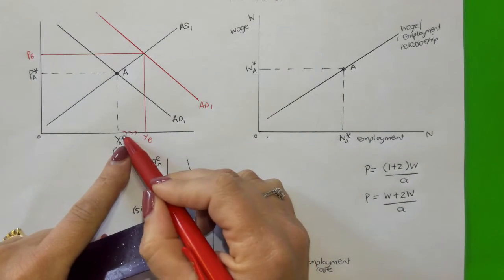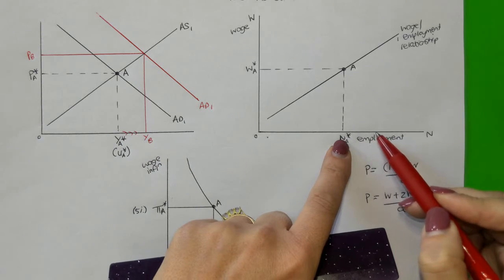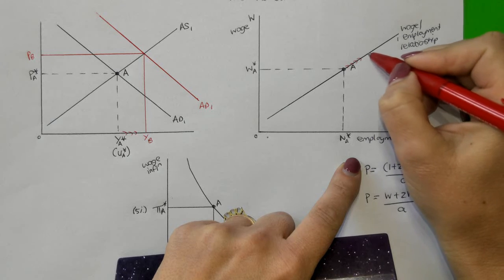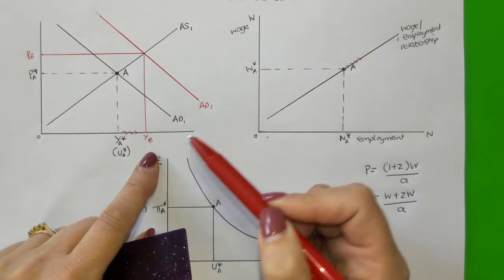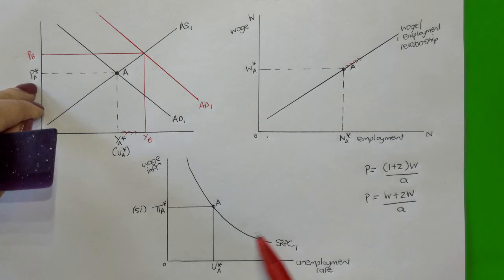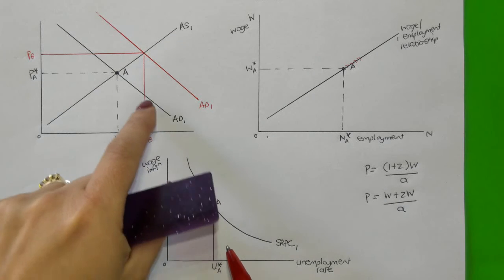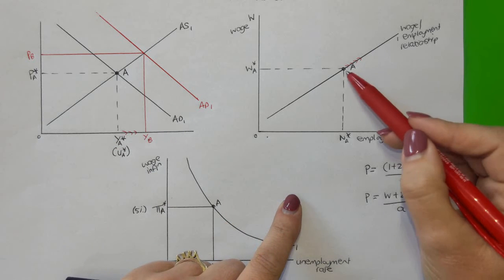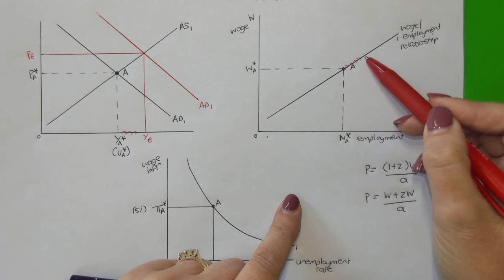And as firms expand the amount of output that they're producing, they're going to need to hire more workers. So on this wage-employment relationship, the expansion in the demand for goods and services and the excess demand, which starts to put upward pressure on prices, part of the reason why there is upward pressure on prices is that for firms to expand production, they're going to need to hire more workers. And when they hire more workers, they're going to need to offer those workers a higher wage.